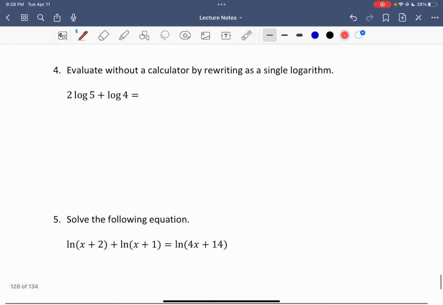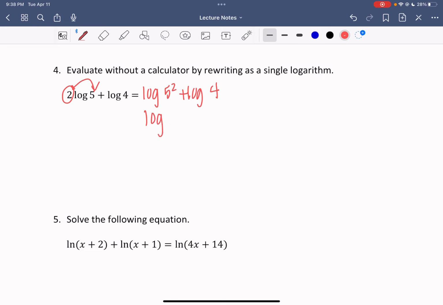Two more examples. Evaluate without a calculator by rewriting as a single log. So I'm going to pull that exponent up. That gives me log of 5 squared plus log of 4. Addition becomes multiplication, so that gives me log of 5 squared times 4. So let's see, that gives me 25 times 4, or log of 100.